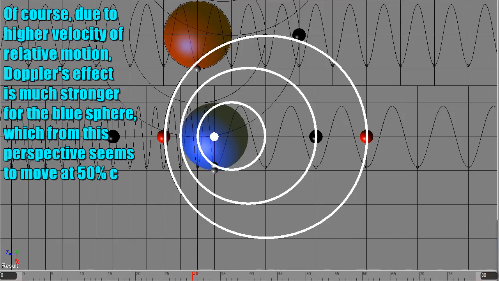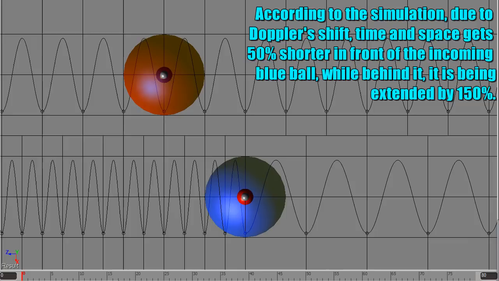Of course, due to the higher velocity of relative motion, Doppler's effect is much stronger for the blue sphere, which from this perspective seems to move at 50% of c. According to the simulation, due to Doppler's shift, time and space get 50% shorter in front of the incoming blue ball, while behind it, it is being extended by 150%.